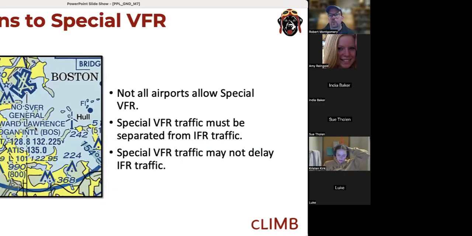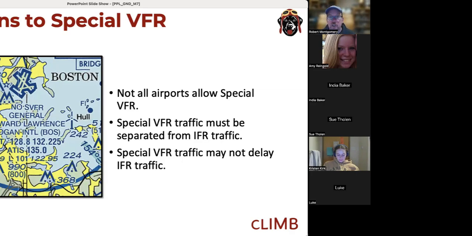Okay. So a couple of restrictions to special VFR. One, not all airports allow for special VFR, right? You can look in Part 91, Appendix D, Section 2 or Section 3, something like that, which has a list of airports that don't allow it. Or the easier thing is you just look at the sectional chart, here we are looking at Boston, right there on it, it says no SVFR. Don't even ask for a special VFR. They won't give it to you.